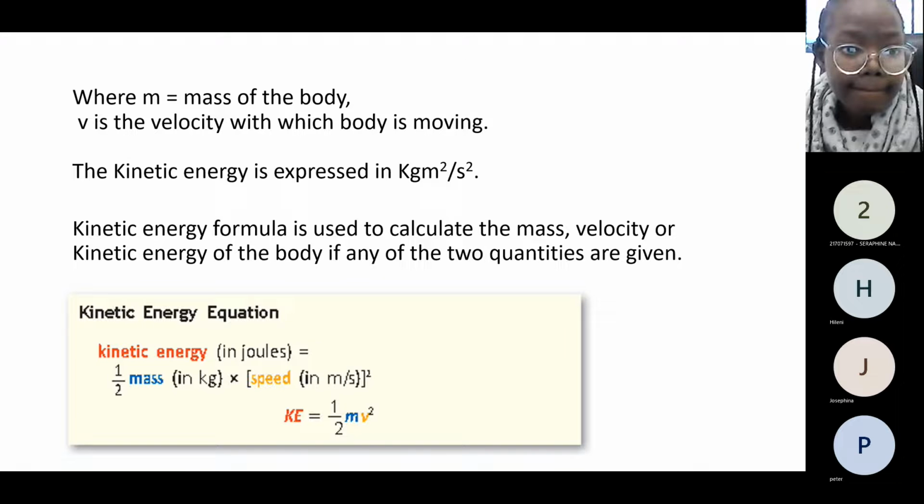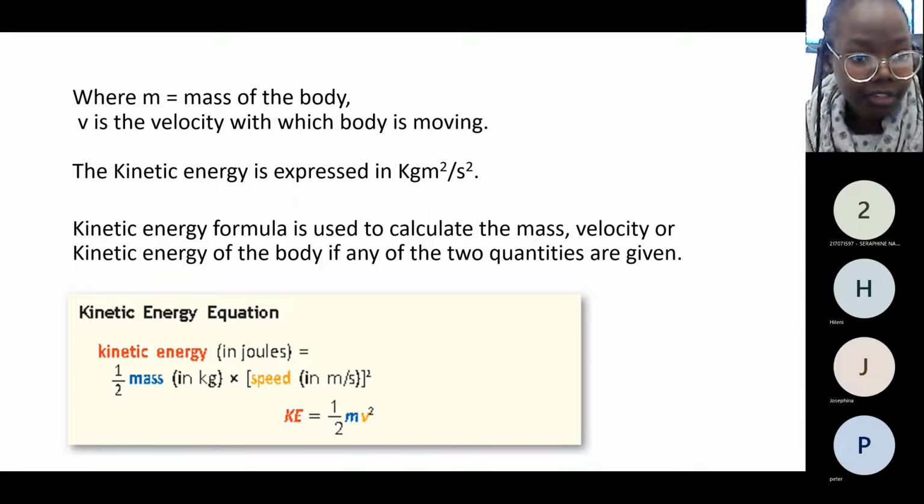Where m in the equation is the mass of the body, which is normally given in kilograms, and v is the velocity, which is given in meters per second.